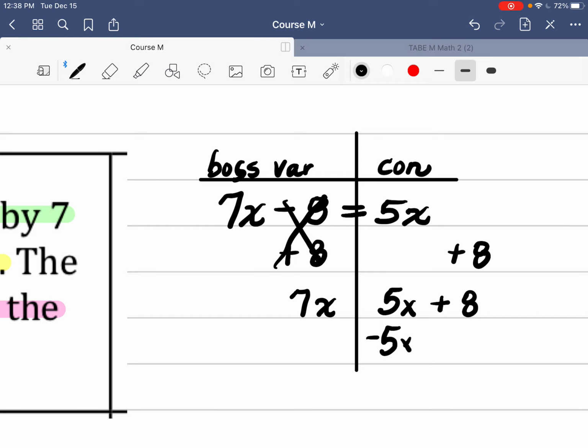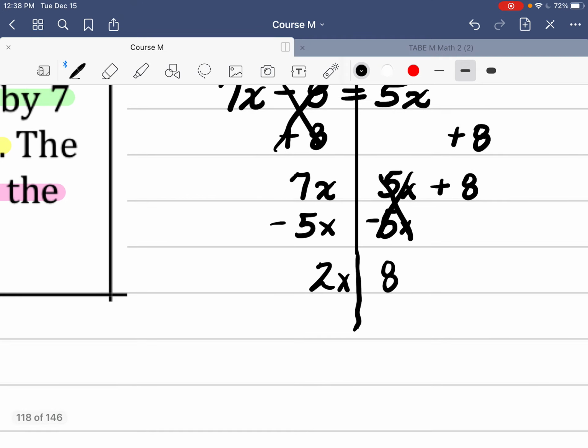Then I'm going to subtract the 5x, cancel, copy, then divide the coefficient to get x equals 4.